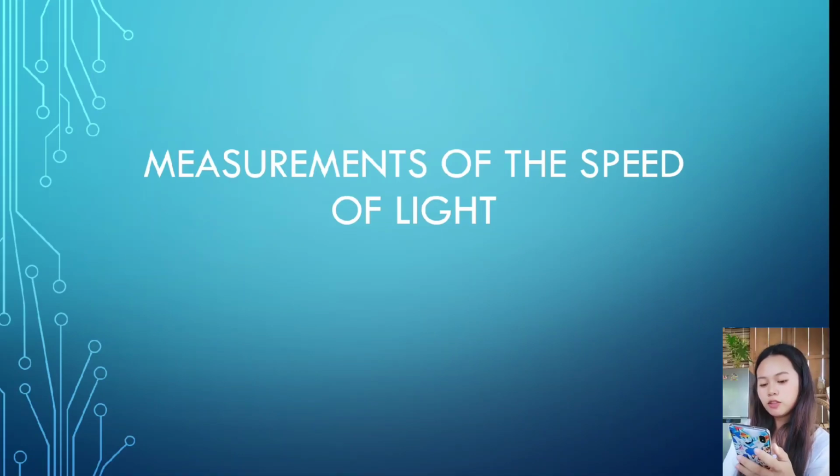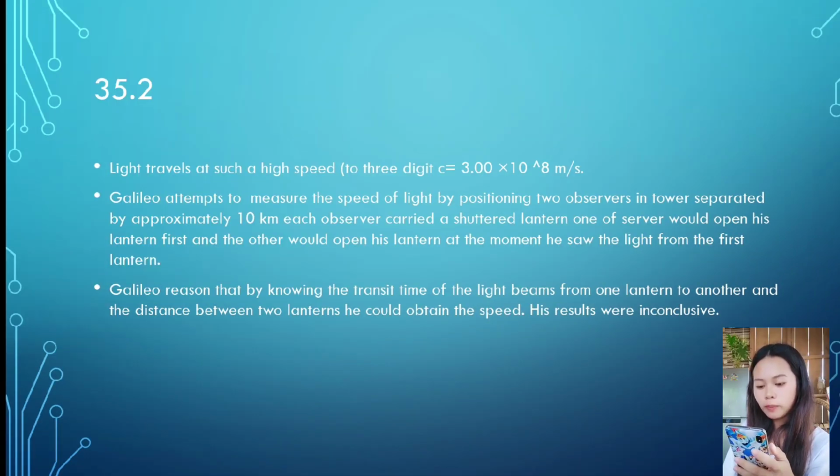Measurement of the speed of light. Light travels at such a high speed, c = 3 × 10^8 meters per second, that early attempts to measure its speed were unsuccessful.